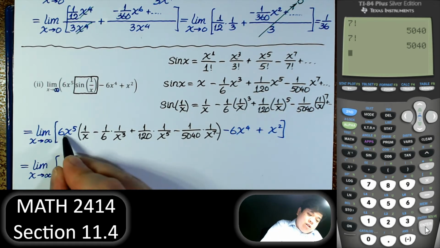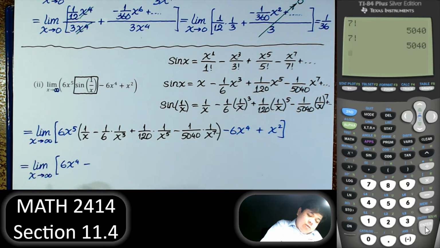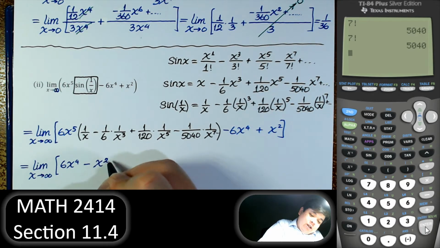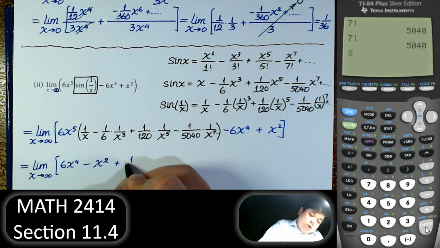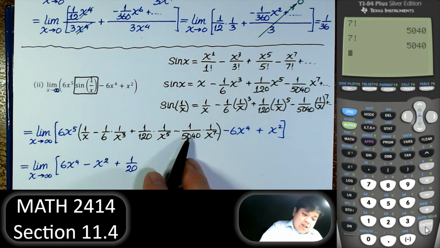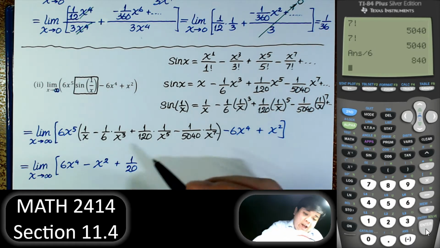Right, multiply it out. That gives us 6x to the 4th. 6 and 6 cancel out. X to the fifth and x cubed cancel out. So that's just minus x squared. X to the 5th cancels out. 6 over 120 is 1 over 20. And next, that is 7. What is that divided by 7? I mean, divided by 6. 1 over 840.